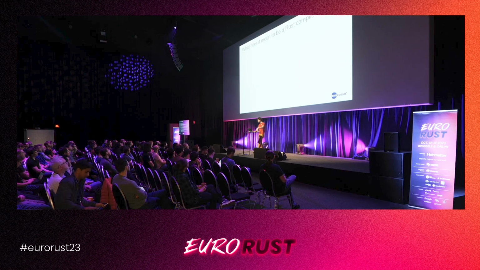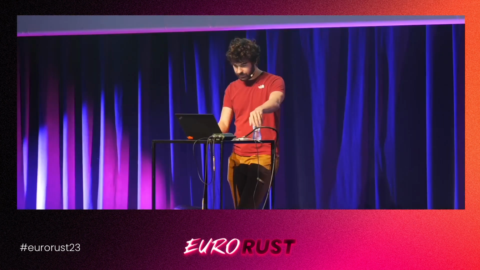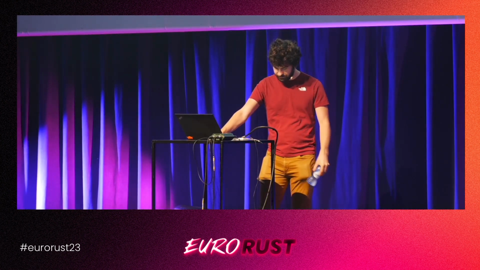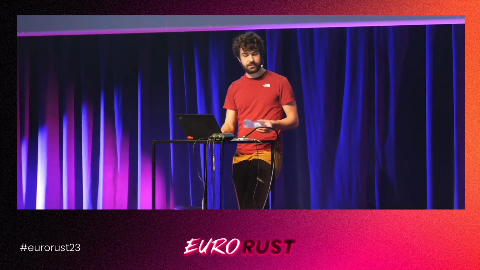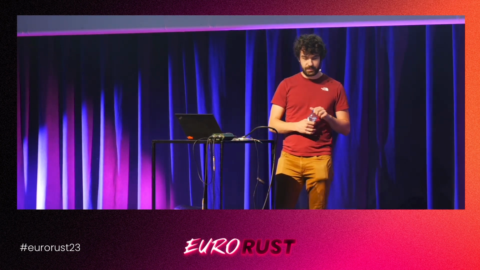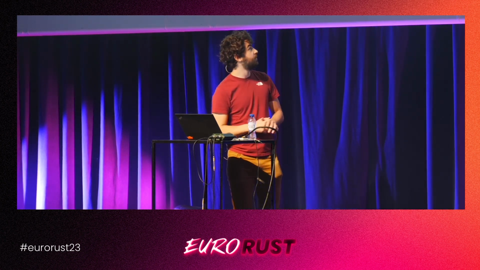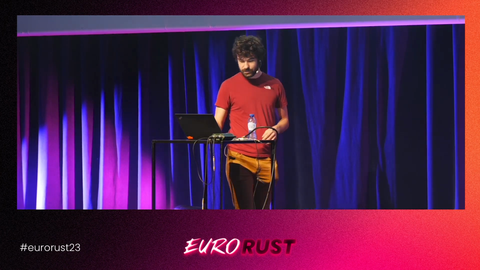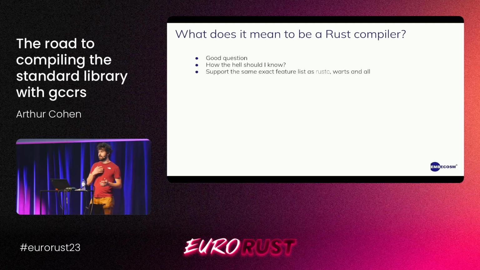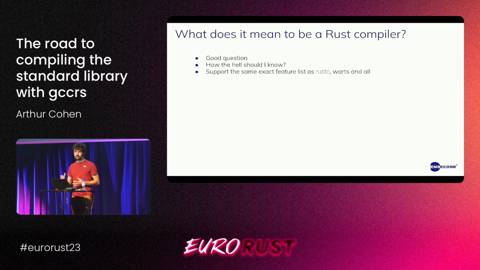So what does it mean to be a Rust compiler? That's a very good question. And how should I know? I haven't made one. I'm trying to make one, but we're not there yet. What I do know is that we want GCRS to support the exact same feature list as rustc. So that means warts, bugs, features, everything that you expect from rustc, we want it to be implemented in GCRS.